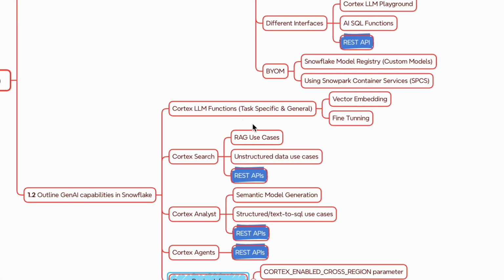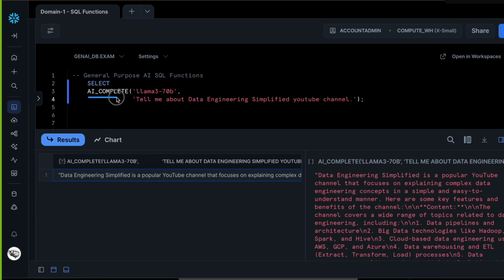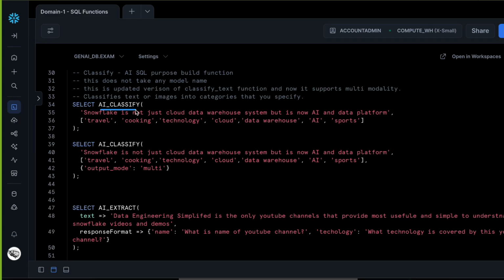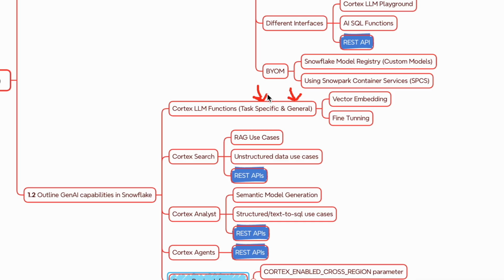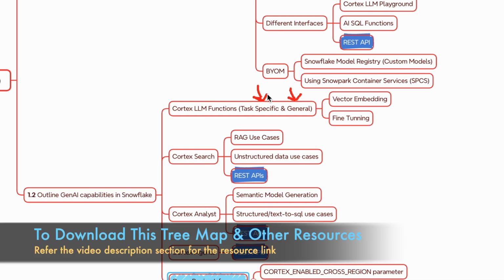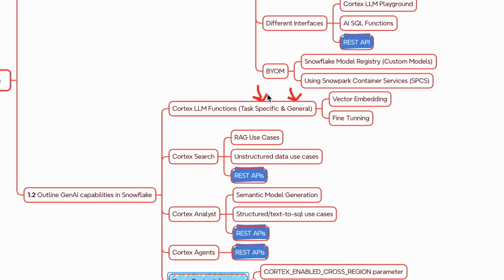There are two types of GenAI SQL functions, or AI SQL functions. Either they are general purpose or task specific. Let's say complete and try complete are very general purpose AI SQL functions. On the other side, task specific ones like classification, extract, or sentiment analysis. Snowflake will test when to use task specific versus general AI SQL functions, how to get structured output, which parameters are required, and how this fits into your end-to-end data pipeline, for example, sentiment analysis or entity extraction.